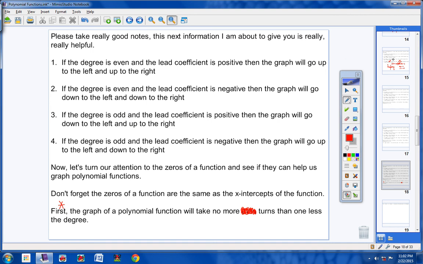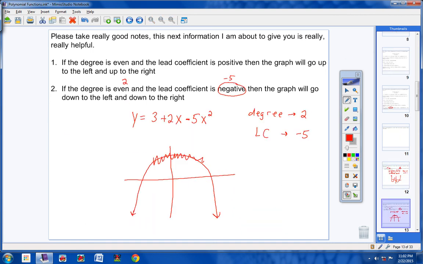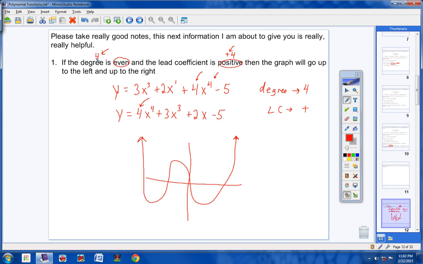Alright, now I want to show you something in your notes. You should have these functions written down. Go back and look in your notes. You should have this function here written down. Notice the degree is 4. Do you see it? So you take 4 minus 1. You always subtract 1 from the degree. 4 minus 1 is 3. So this graph will take no more than 3 turns.